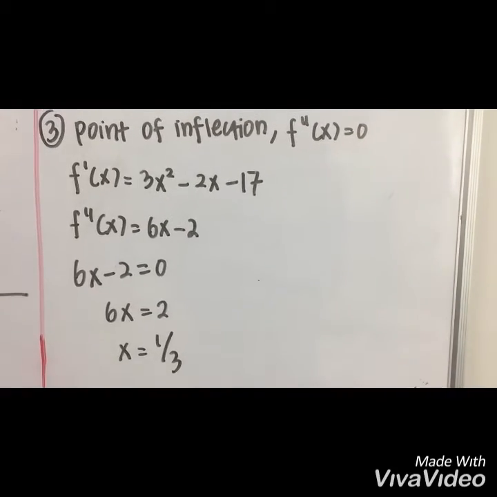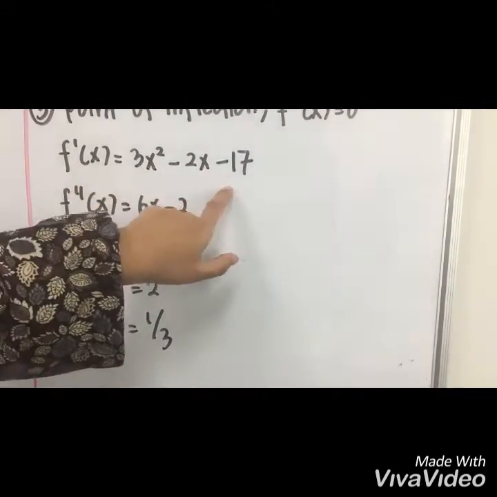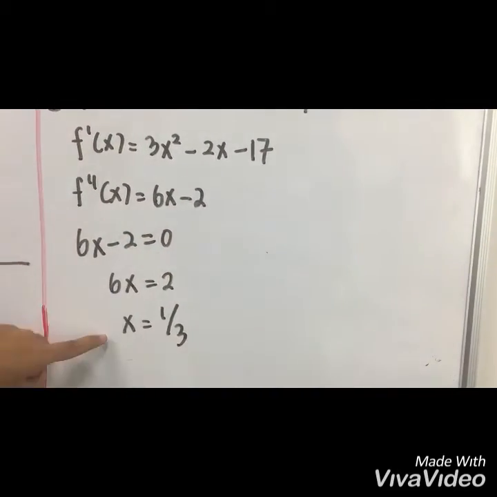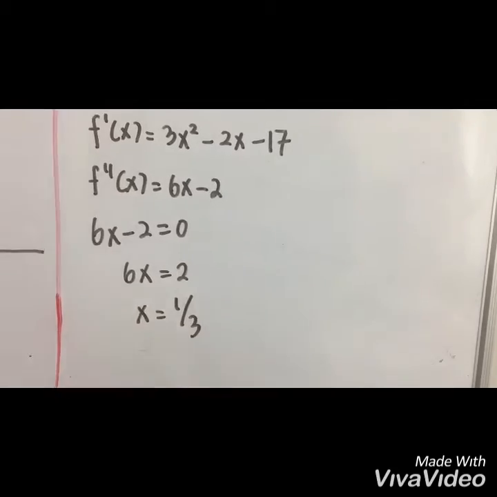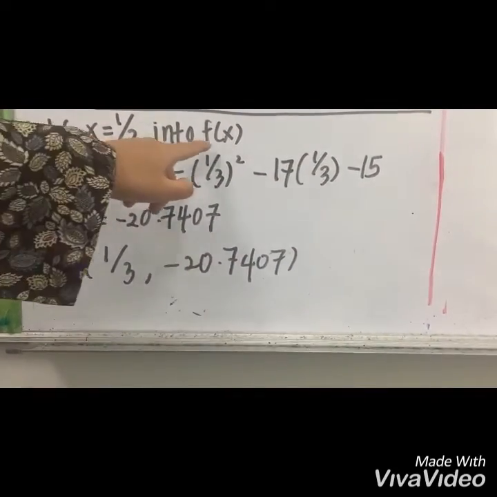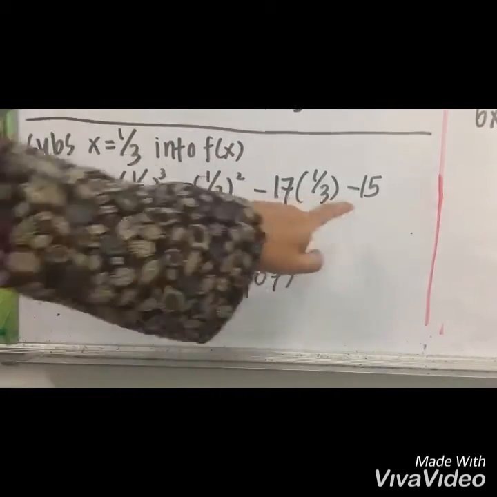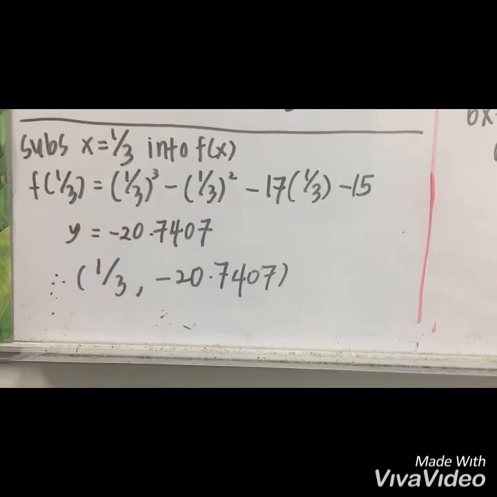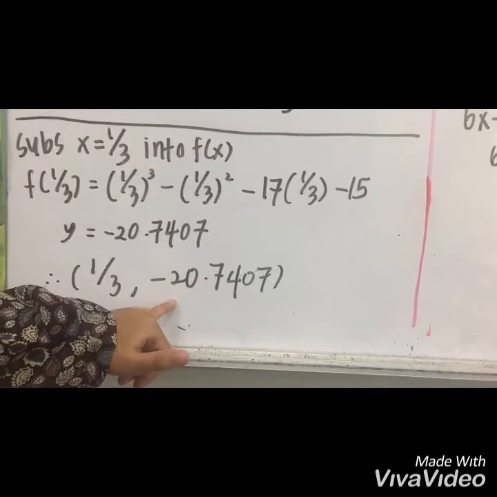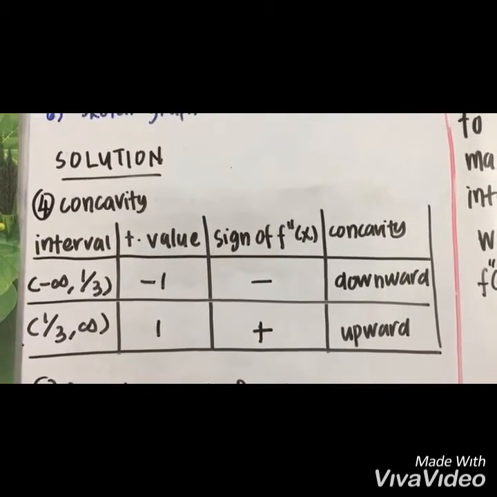Next, for the point of inflection, we use the second derivative equated to 0. The first derivative was 3x squared minus 2x minus 17. Hence, the second derivative is 6x minus 2 equated to 0, and we'll get x equals 1 over 3. Later, we substitute x equals 1 over 3 into the function of x in order to get the value of y. So we substitute it, and we'll get y equals negative 20.7407, and the point is 1 over 3 and negative 20.7407.